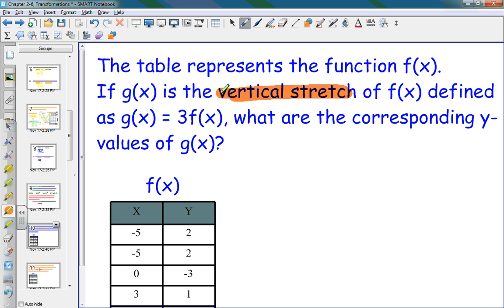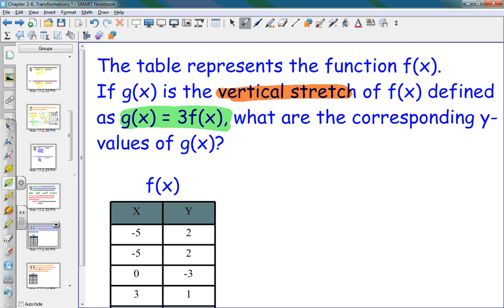Which means I'm multiplying by a value greater than 1. Well, it says defined by g of x is equal to 3 times f of x. Is 3 greater than 1? Yeah. Is that a stretch then, or is that a compression? It's a stretch because it's greater than 1. Do we understand that? Would it be a compression? No. Now, it says, what are the corresponding y values of g of x?